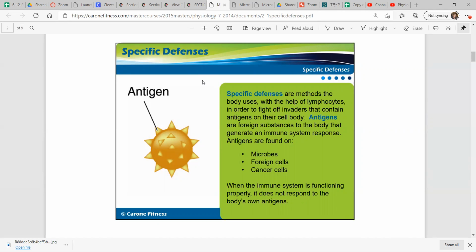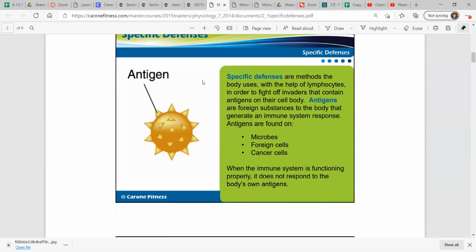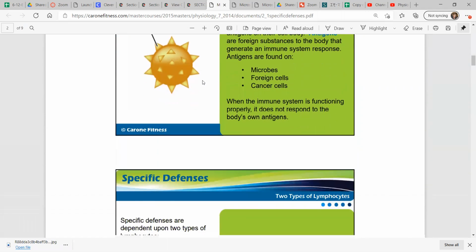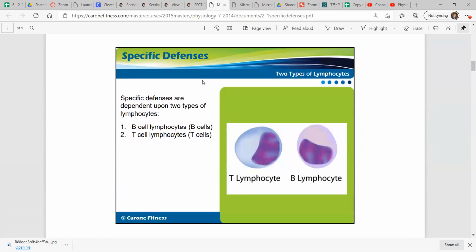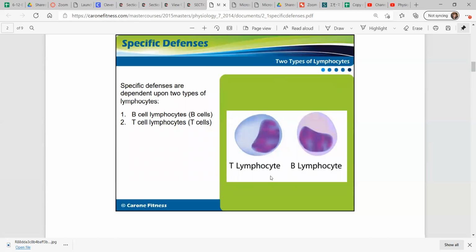Antigens are found on microbes, foreign cells, cancer cells. When the immune system is functioning properly, it does not respond to the body's own antigens. Specific defenses are dependent upon two types of lymphocytes, B cell lymphocytes, T cell lymphocytes. You can see those here.